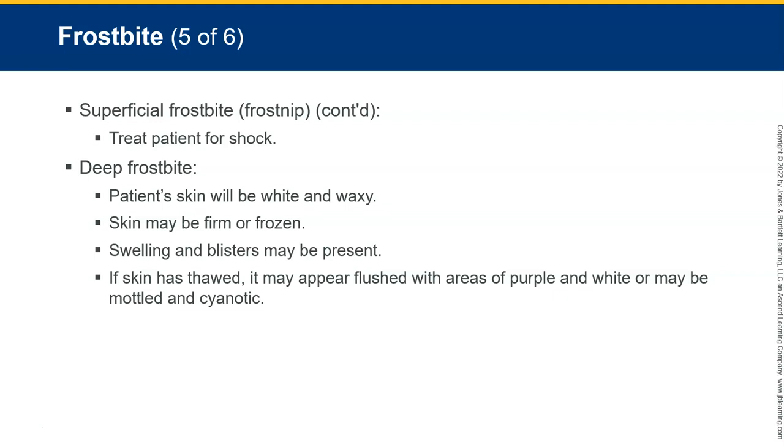And then we go to deep frostbite. The patient's skin will be white and waxy. Skin may be firm or frozen. Swelling and blisters may be present. If the skin is thawed, it may appear flushed with areas of purple and white, or it may be mottled and cyanotic. Mottled and cyanotic is bad because that's telling us that we may have done some real damage to the tissue.